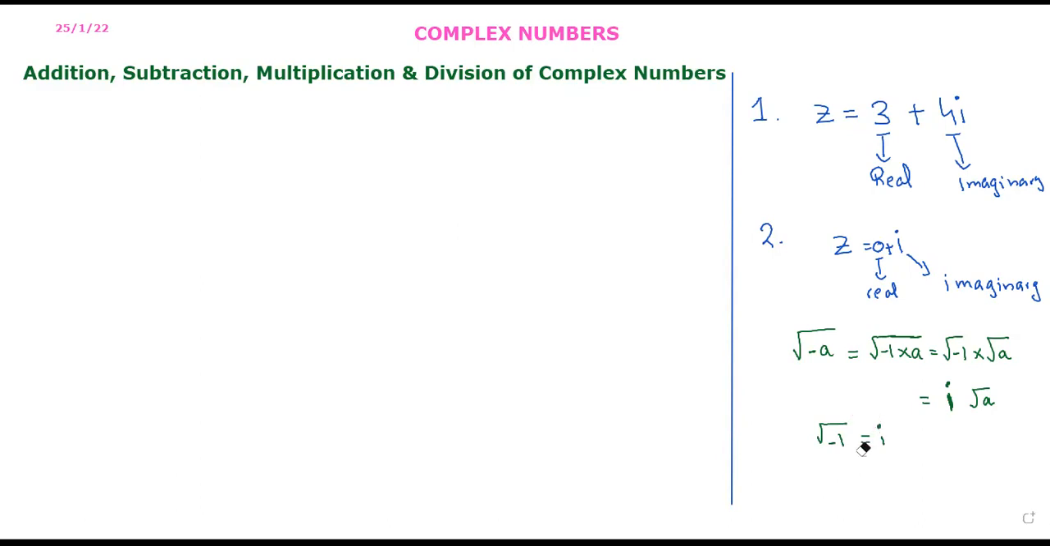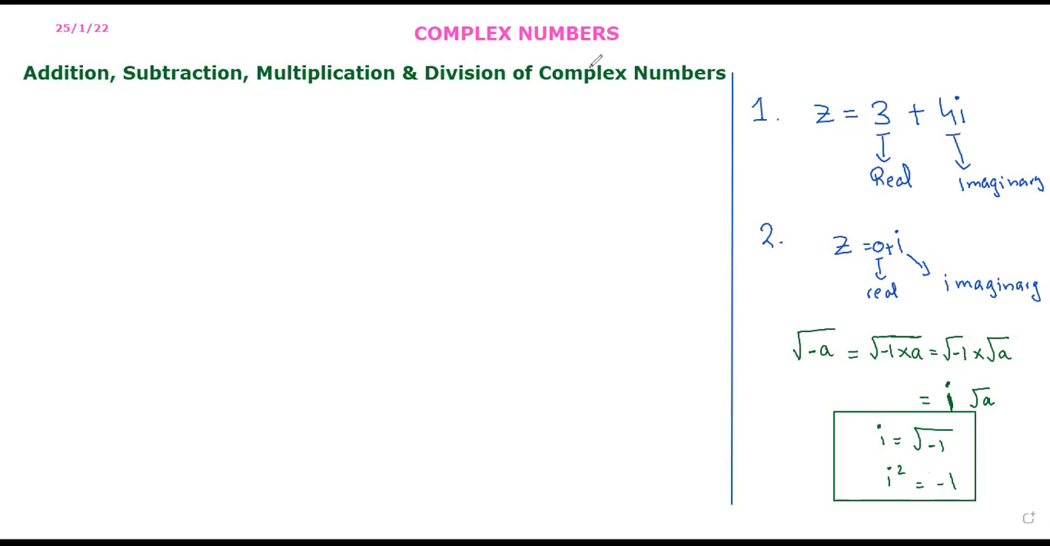Let's write it this way. Iota is under root -1 and iota square is -1. So this is your go-to table whenever we talk about complex numbers. Any questions, anything which you would like to ask? No, it's fine. Okay, perfect.